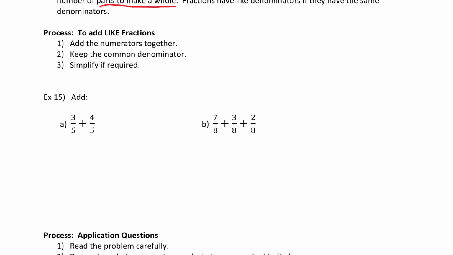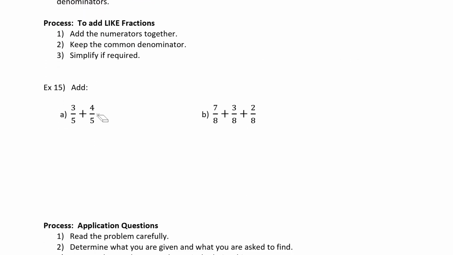Let's put this process in play now. Double check. Make sure they are like fractions. You can see they both have a denominator of 5. Then they are like fractions. We look at the numerators and we add those together. 3 plus 4. We keep the denominator the same. And then we make that 7 over 5. If you wanted to, you could turn this into a mixed number, 1 and 2/5.